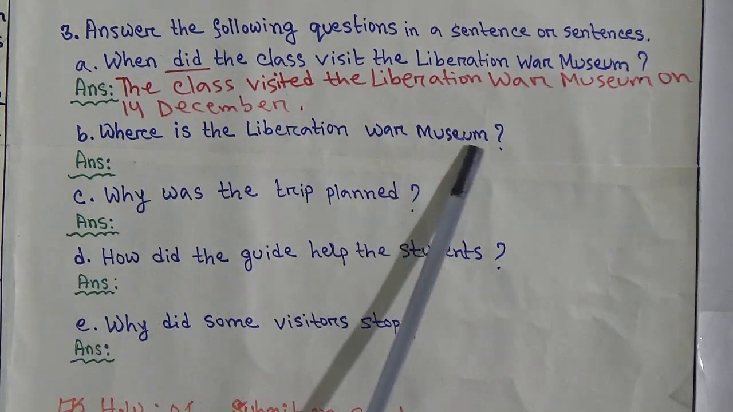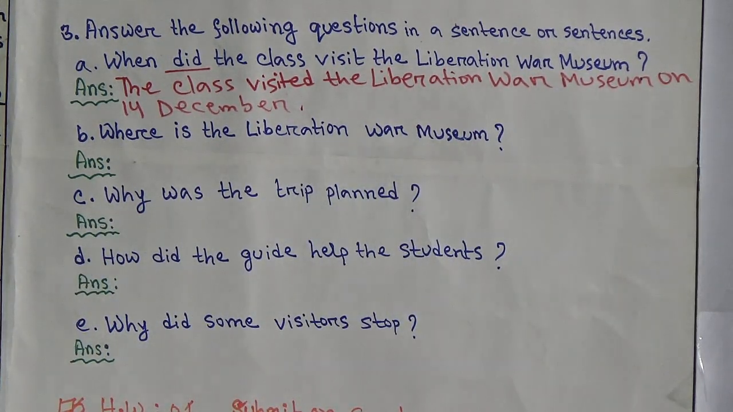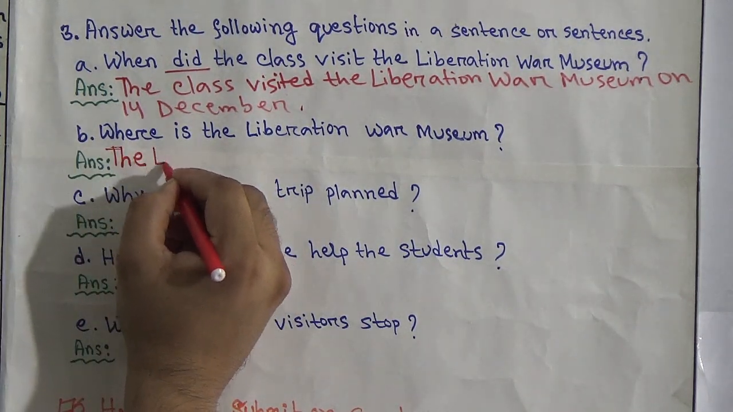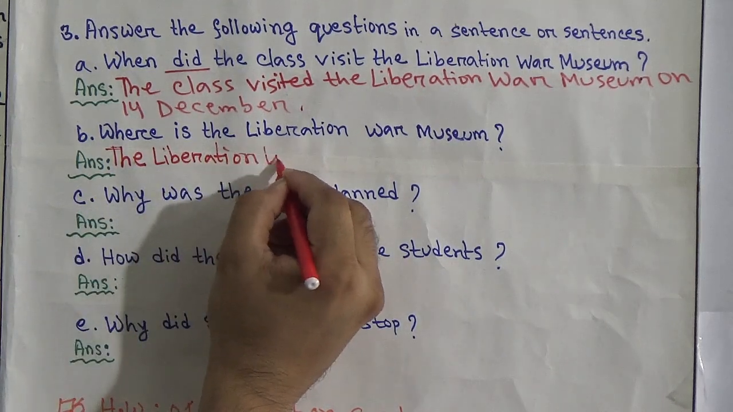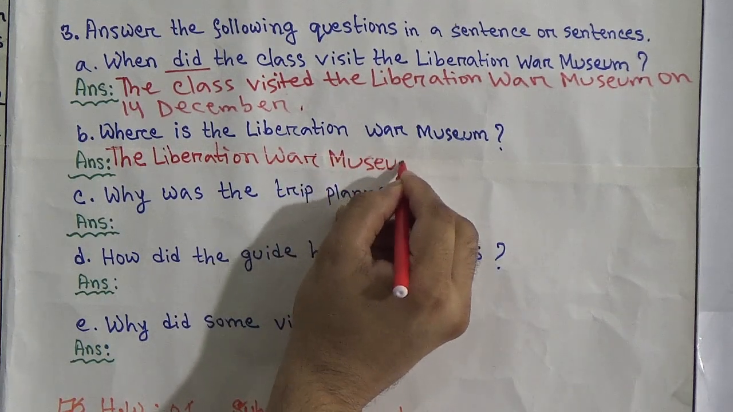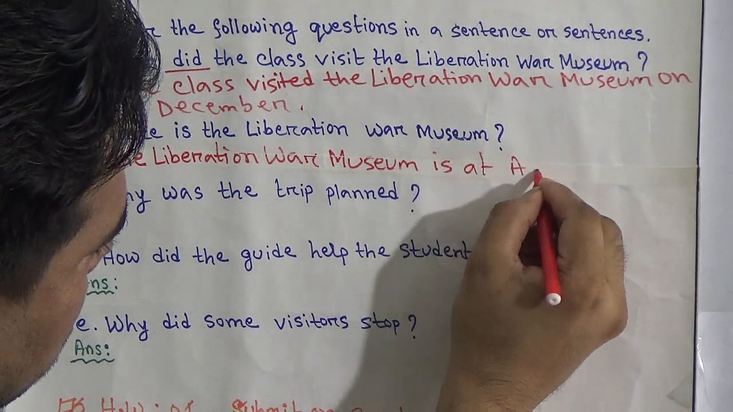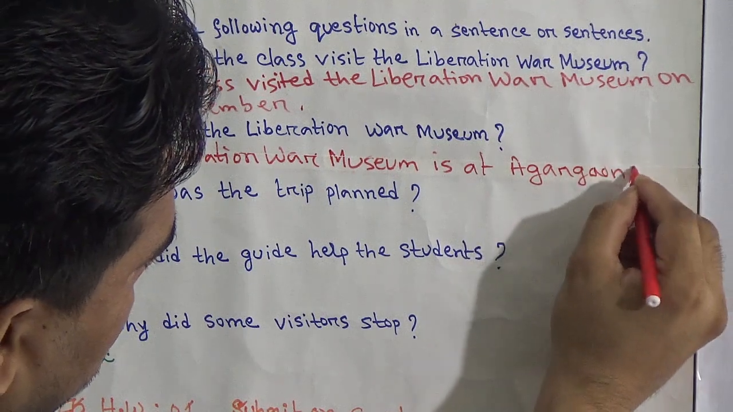Where is the Liberation War Museum? According to the passage, we came to learn that the Liberation War Museum is at Agargaon, Dhaka. Liberation War Museum is located at Agargaon, Dhaka. So write here the subject first, the Liberation War Museum is where? At Agargaon, Dhaka.